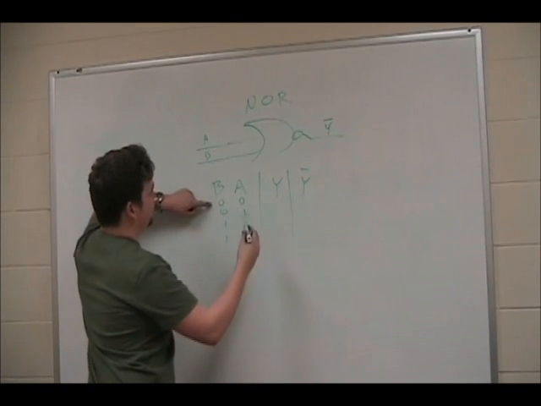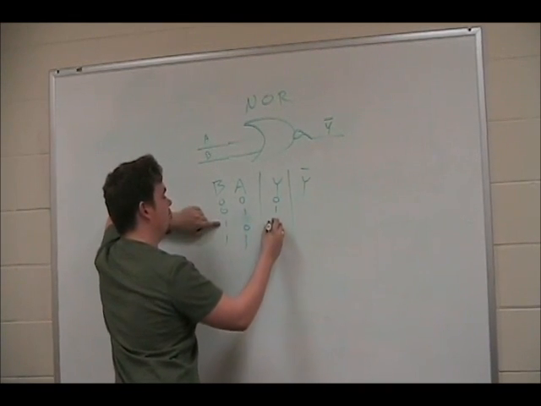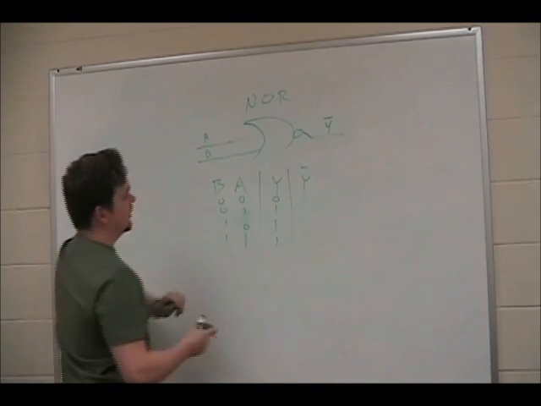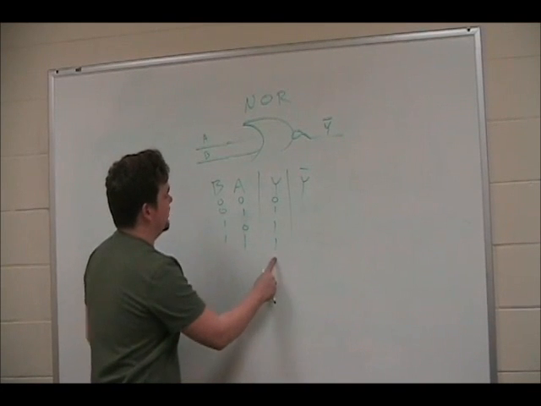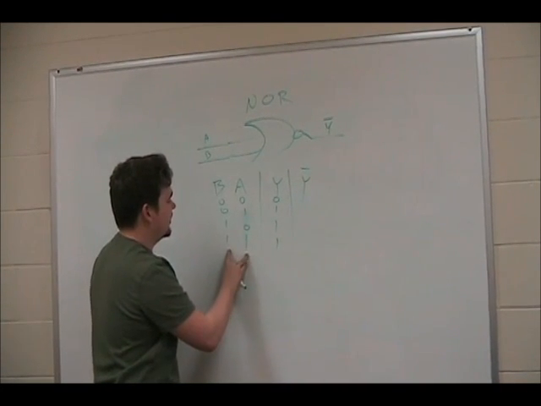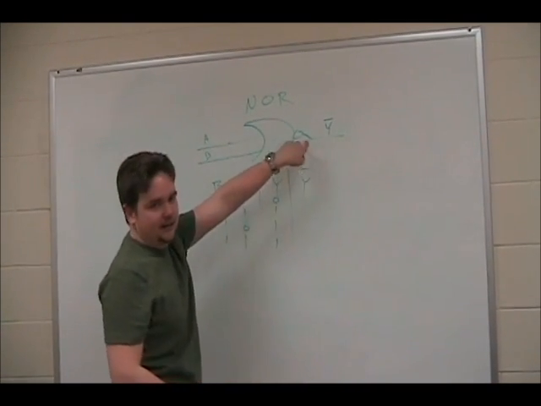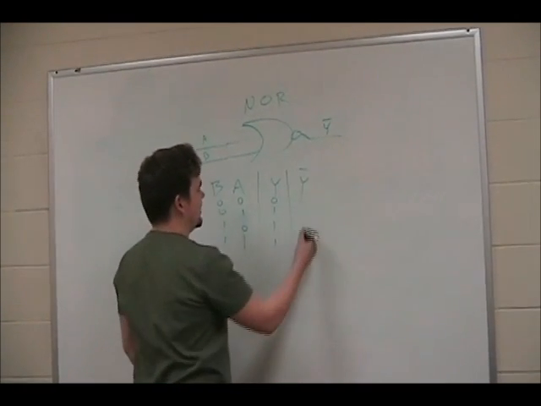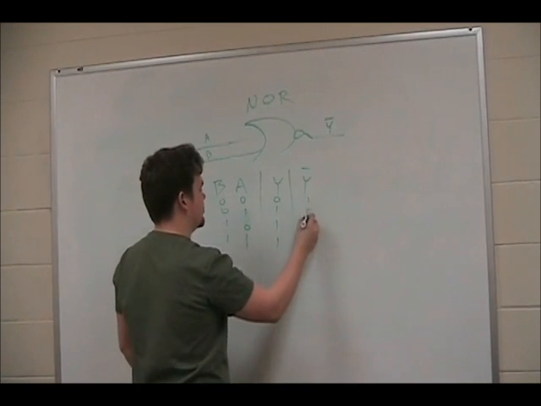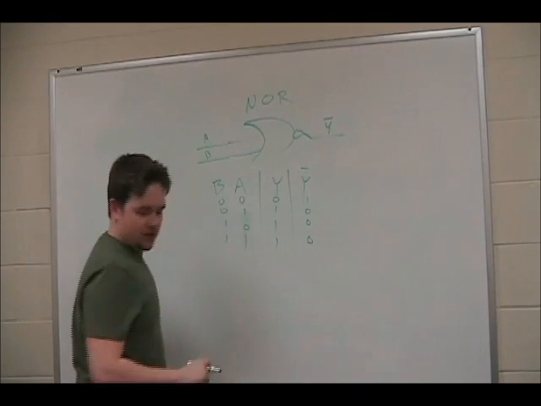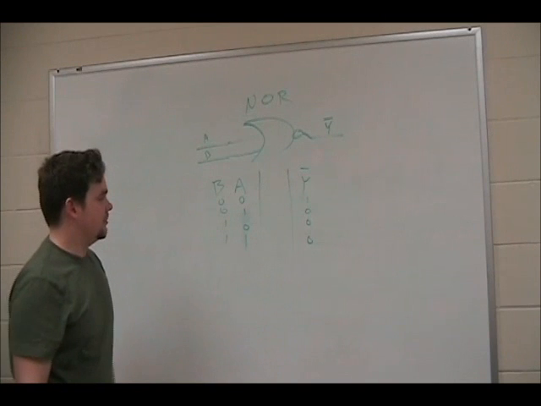So 0, 0. Normal output would be 0. 0, 1, 1. 1, 0, 1. 1, 1, 1. I'm going a bit quick here, I know, but you're going to have to bear with me. If you remember, any single input equal to 1, or both of them, makes the output 1. But if we put that complement, that inversion, on the end, then the output is the opposite of what it would normally be. So 1, 0, 0, 0. If we have a NOR gate, that's what the output's going to be.